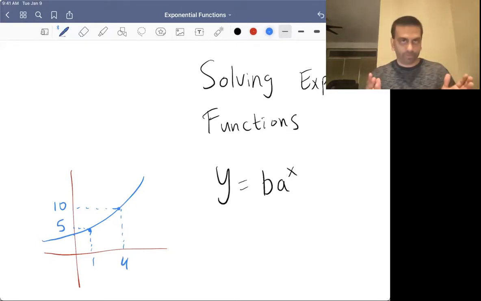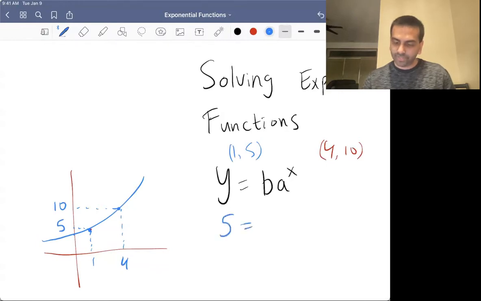So one way to do it, and there's a couple, the way that I personally usually like to do it is, well, for any given point, let's take this first point, (1, 5). You could basically plug this (1, 5) point in for x and y. And you could do the same with the other point, the (4, 10), right? That's basically what you have. You have (1, 5) and (4, 10). Let's plug in that first point. Notice that the y is 5. So 5 equals b, a.